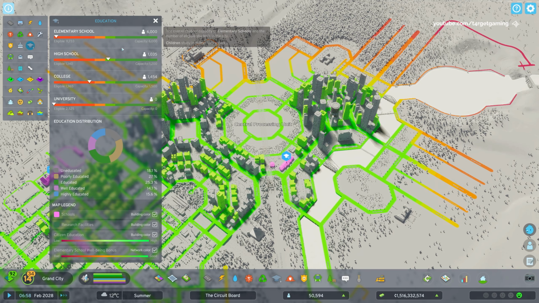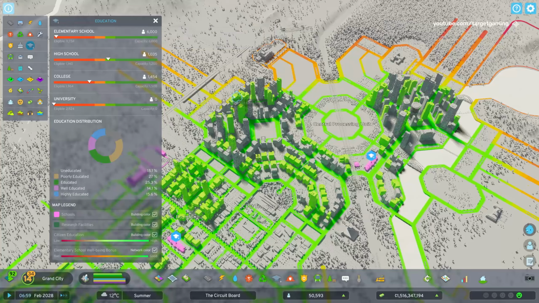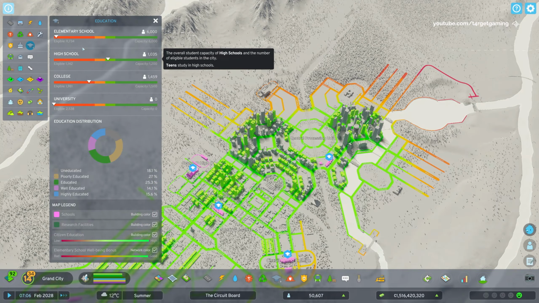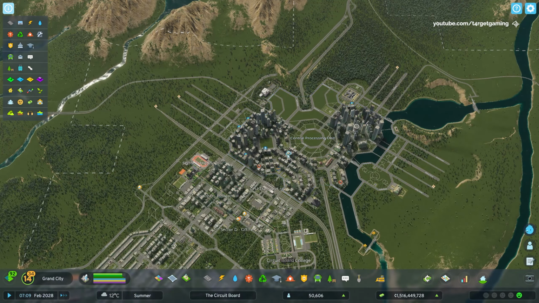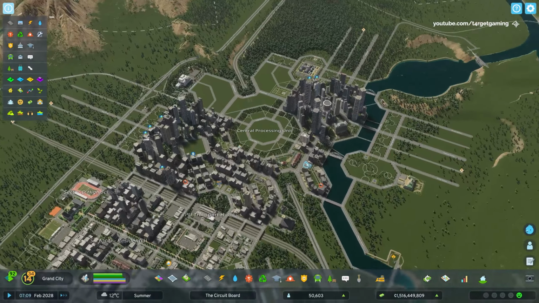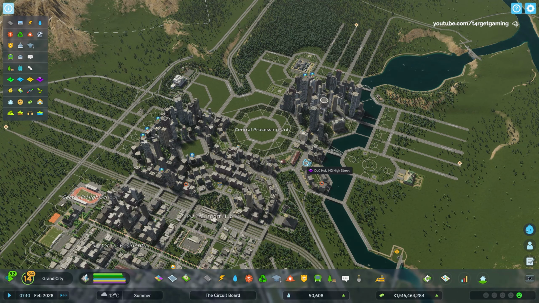Yeah, so this is a problem that I was telling you guys about. Our elementary situation is pretty bad at the moment. We have half the capacity than the amount of students that we have, so we should have twice as many elementary schools. That's something I need to start thinking about whenever I move on in future expansions.